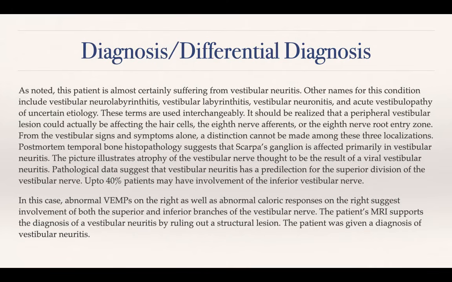on the right suggest the involvement of both superior and inferior branches of the vestibular nerve. The patient's MRI supports a diagnosis of vestibular neuritis by ruling out a structural lesion. The patient was given a diagnosis of vestibular neuritis.